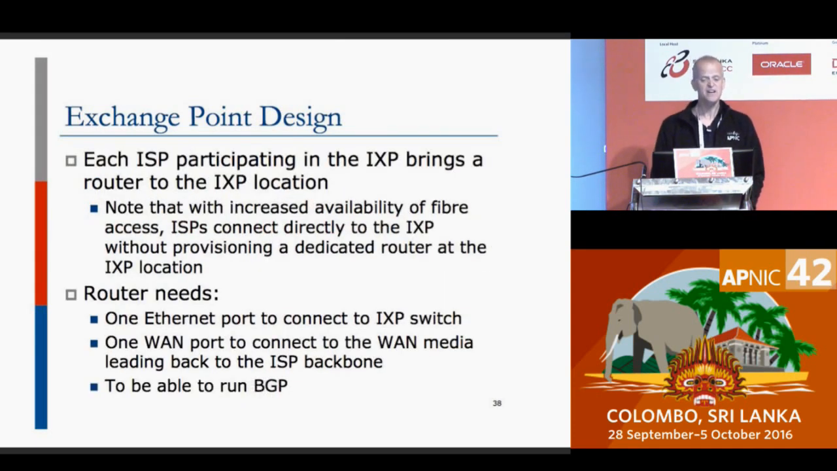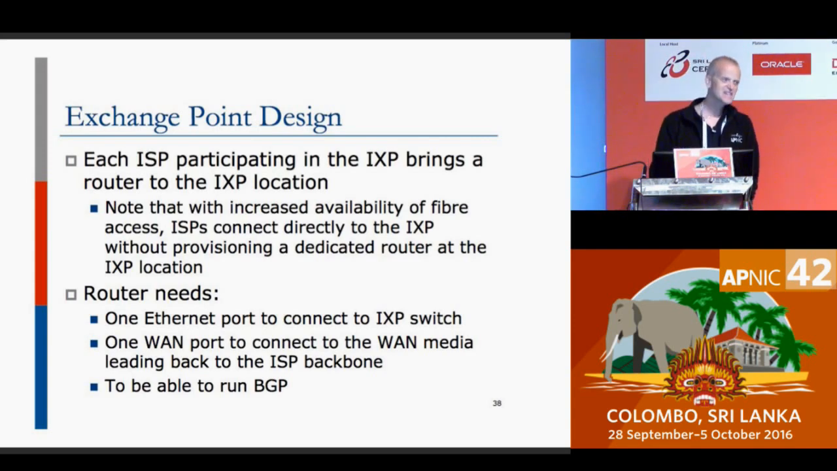Each provider brings a router. You don't have to physically bring the router these days because, with the increased availability of fiber, service providers can connect directly to the IX from their location, which is probably close by, without having to provision a dedicated router at the physical IX location. What we were trying to avoid in the early years was service providers bridging the exchange point Ethernet back to their POP LAN in their own office, which was generally bad all around.